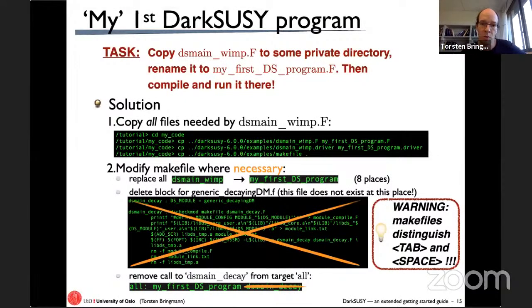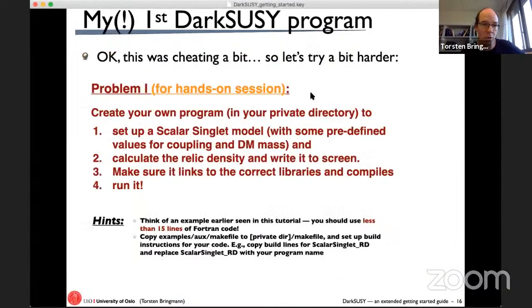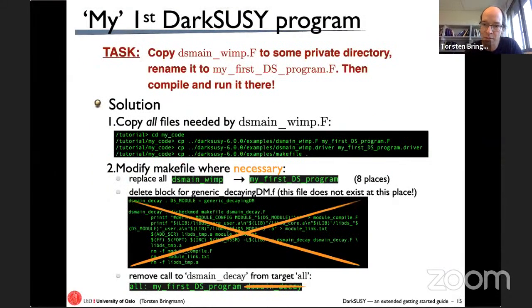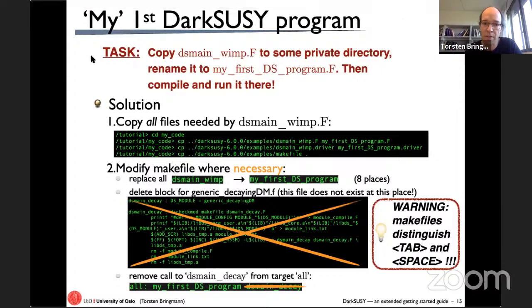Okay, good. So then let's move on. I should maybe stress, I put this light bulb here. The one thing that in practice often causes problems when you do this the first time is only this thing here.